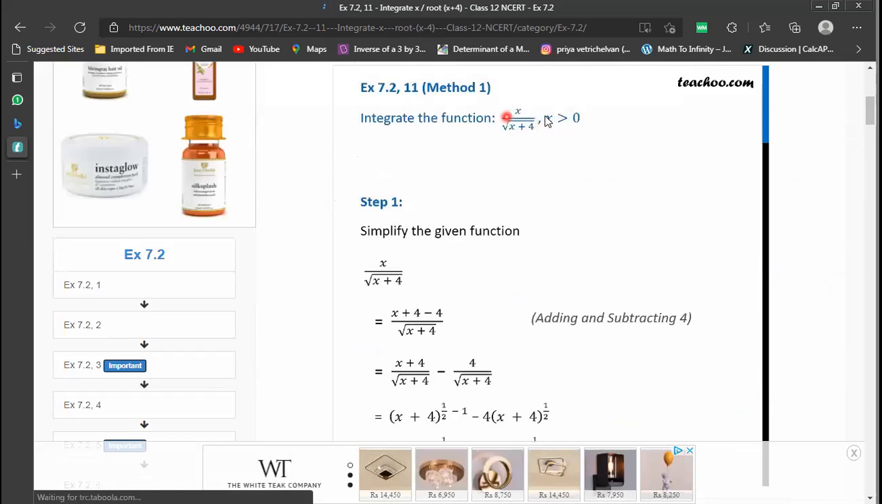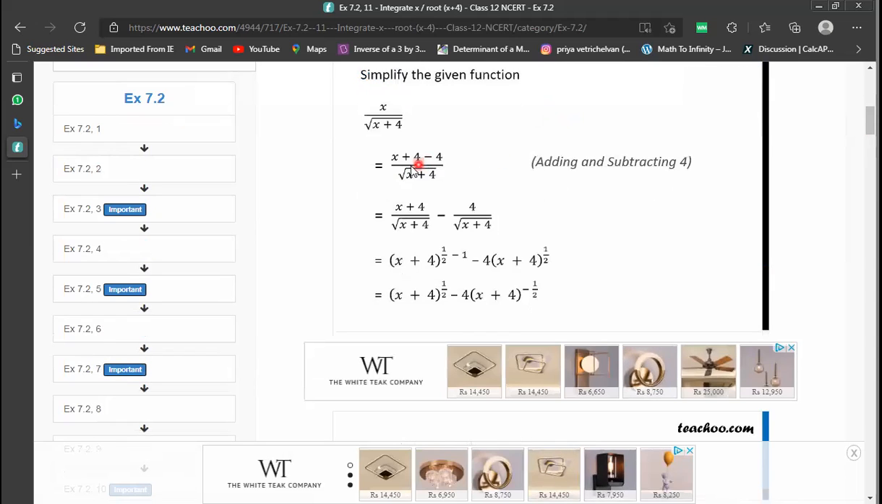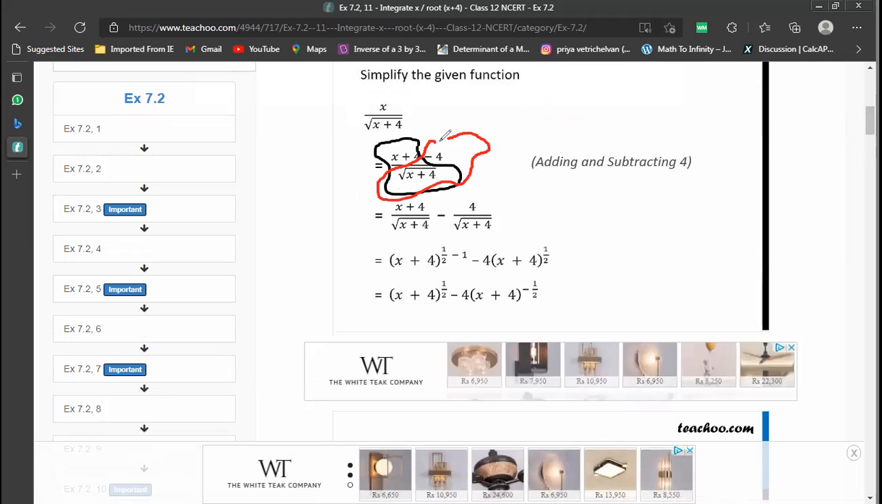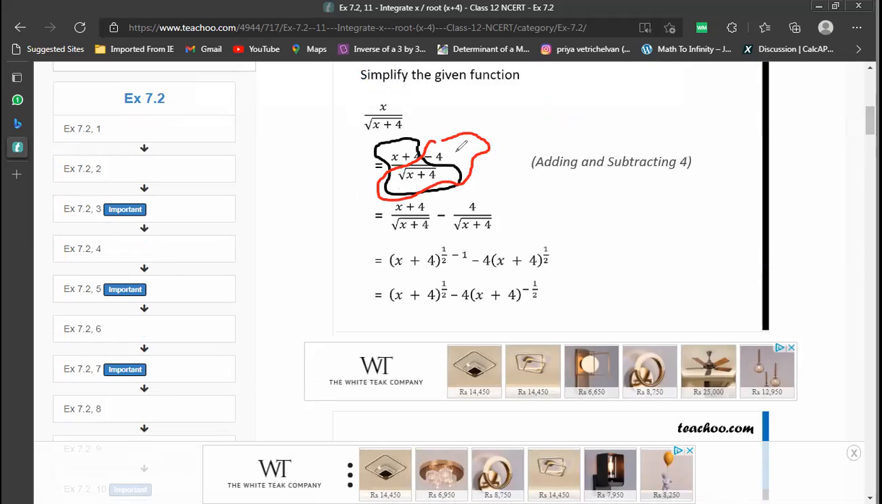So this question, x upon square root of x plus 4. Here we are adding and subtracting 4 in the numerator. Okay, so now we are going to split this as x plus 4 upon square root of x plus 4 and minus 4 upon square root of x plus 4, because the square root of x plus 4 is common for all the three terms present in the numerator.